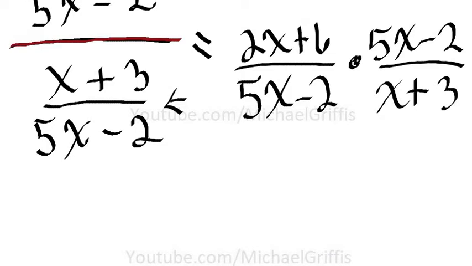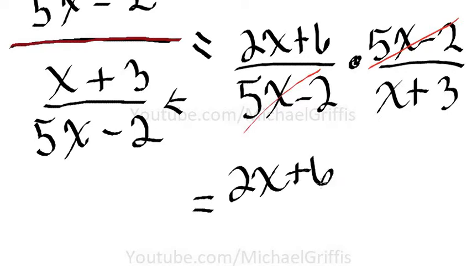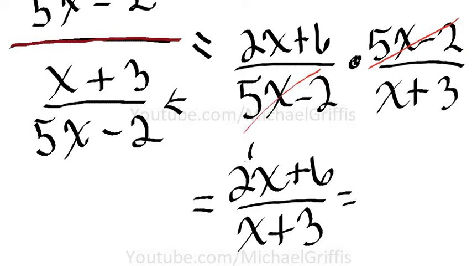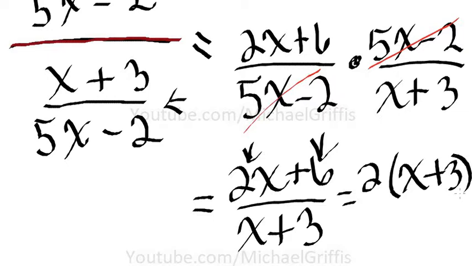Now, what we can do now is just go ahead and look at it. We got a 5x minus 2 down here in the denominator. We have a 5x minus 2 up here in the numerator. So those cancel out. And there's something else that'll cancel out, but let's just go ahead and rewrite what we got. So we got 2x plus 6 over x plus 3. However, if you notice, we have a 2, this coefficient, and a 6, so we can factor a 2 out. That leaves us with x plus 3 over x plus 3.